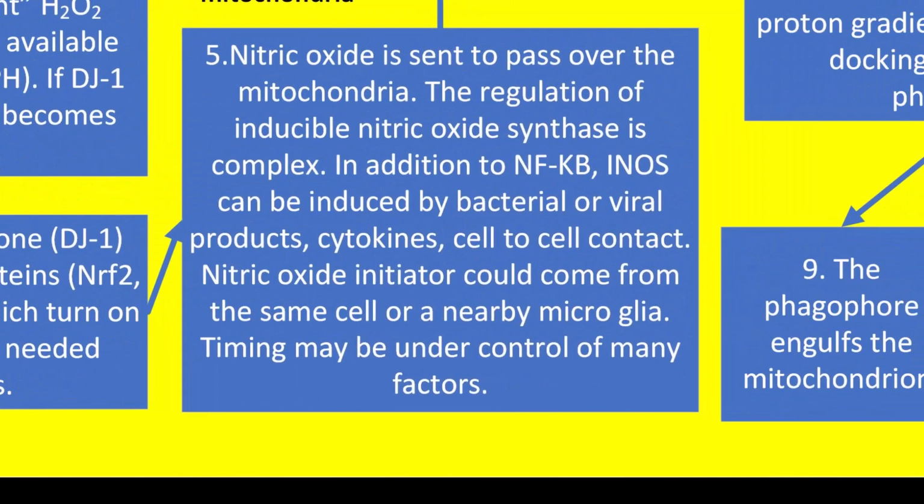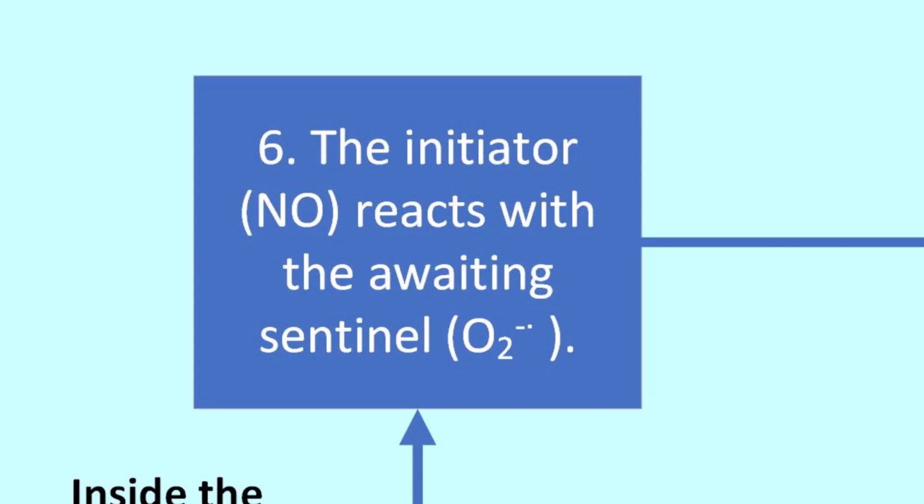Step 5. Nitric oxide is sent to pass over the mitochondria. The regulation of inducible nitric oxide synthase is complex. In addition to NF-kappa-B, inducible nitric oxide synthase can be induced by bacterial or viral products, cytokines, cell-to-cell contact. Nitric oxide initiator can come from the same cell or a nearby microglia. Timing may be under control of many factors. Step 6. The initiator, nitric oxide, reacts with the sentinel, superoxide.